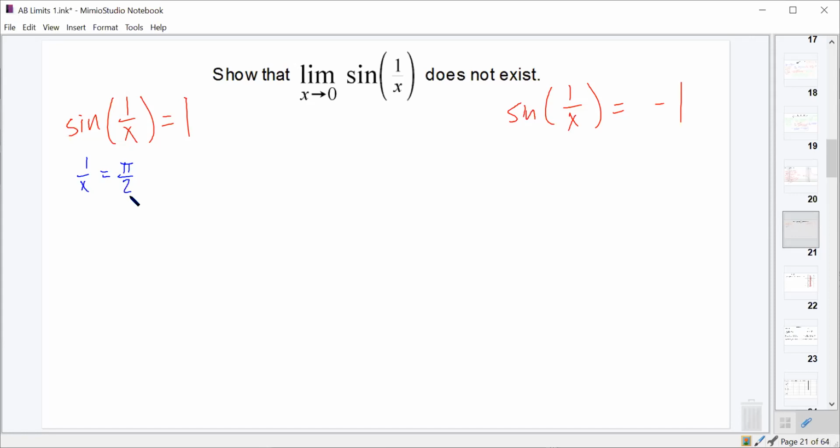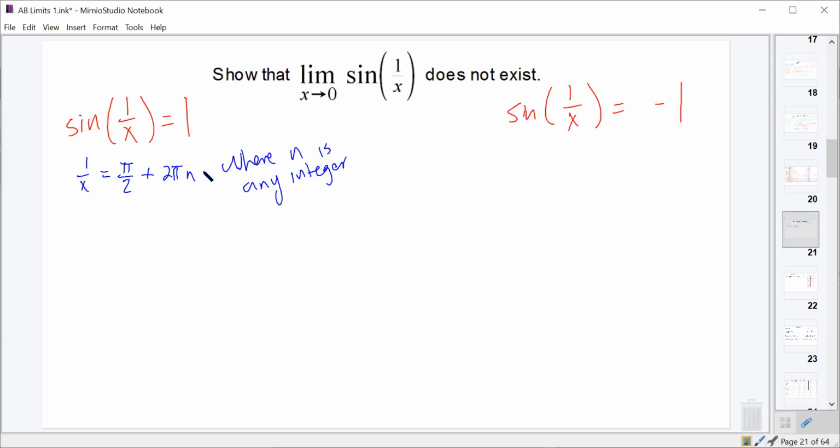So pi over 2, but not just pi over 2, right? It also hits 1 at pi over 2 plus 2 pi, and also at pi over 2 plus 2 pi plus another 2 pi, and also at pi over 2 plus 2 pi plus 2 pi plus another 2 pi. How do we write that algebraically so that I don't have to write all of those? Plus or minus 2 pi? Yeah. Plus or minus, and I'm just going to write the plus. Plus 2 pi n, where n is any integer.